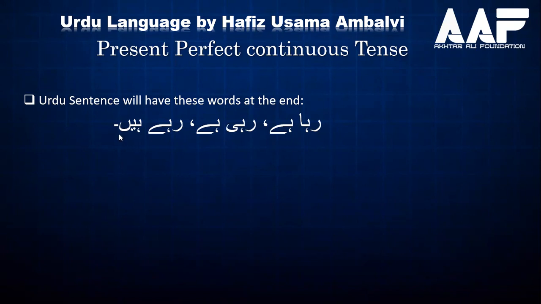So for translation, at the end of the Urdu sentence, while using present perfect continuous tense, you will get raha hai, rahi hai, and rahe hain. Raha hai is for male, rahi hai for female, and rahe hain if you have a group of people, a combination of male and female. If you just have a group of females, you will say rahi hain.